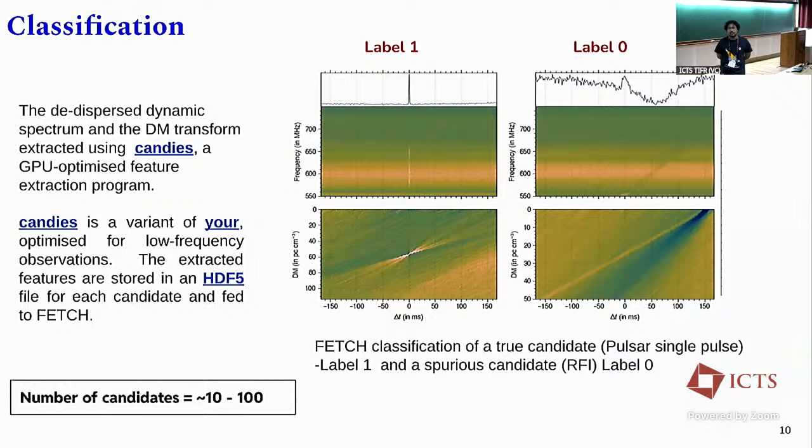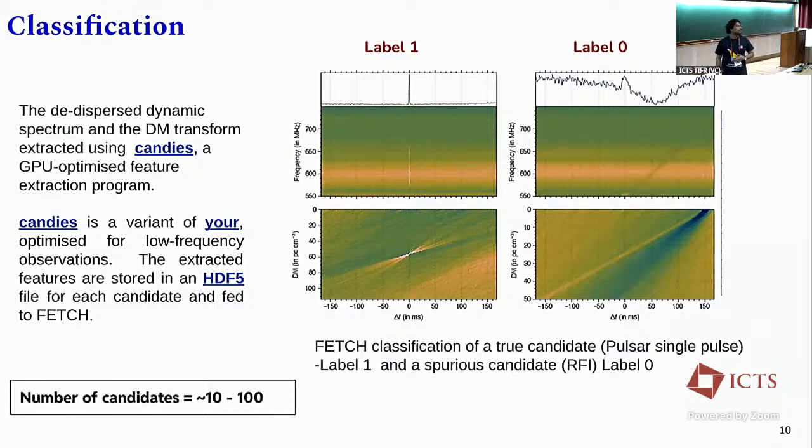It is faster, and it also zooms in. Your CandMaker goes for a very wide range of dispersion measure, from 0 to like 2000 or something, and just makes it. The update, Candies, which is based on your CandMaker, zooms in, so it doesn't go over the entire DM range, but just a DM range above and below the expected DM, say from 0 to 100.